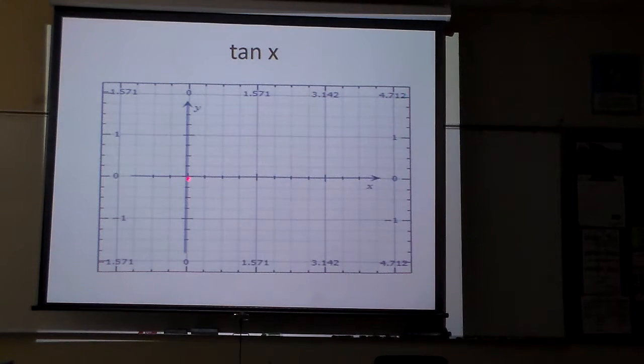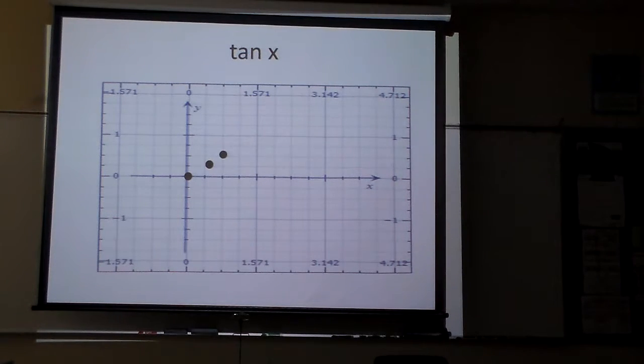When x is 0, when our radian is 0, our tangent value is 0. So we start right there. But as we move to pi over 6, our tangent becomes the square root of 3 over 3, which is about 0.56, somewhere right in there. Maybe a little bit higher if I'd draw a little more accurately. It's kind of hard to graph some of these things, make it look really nice.